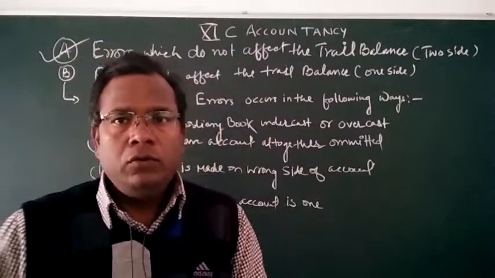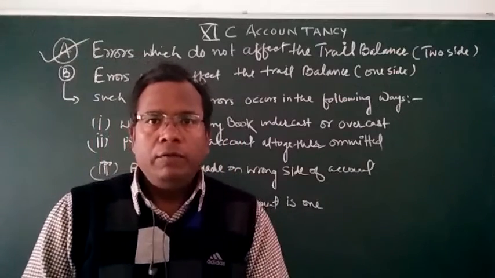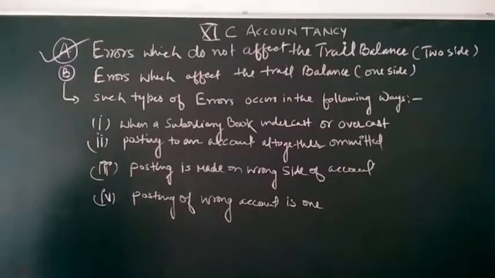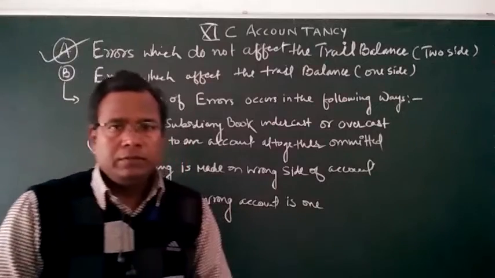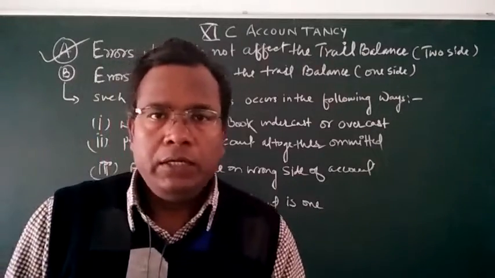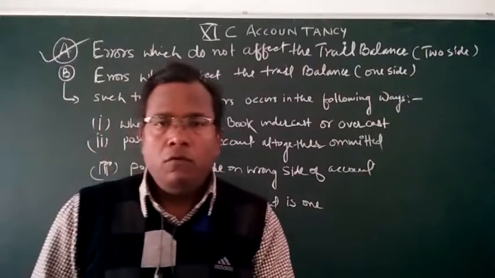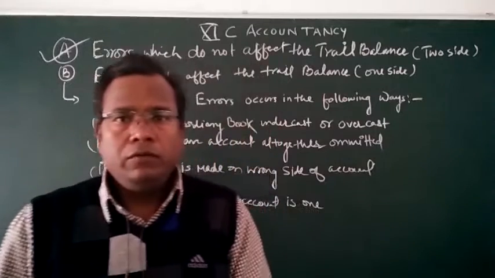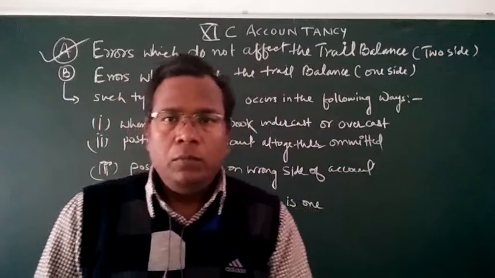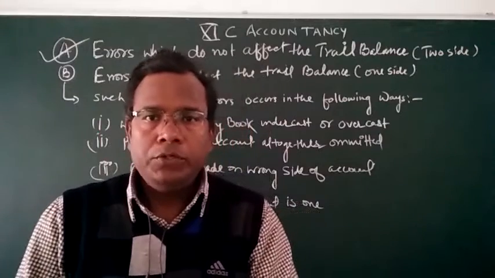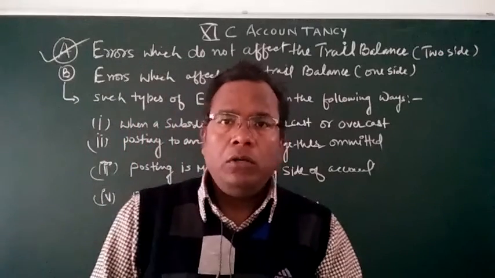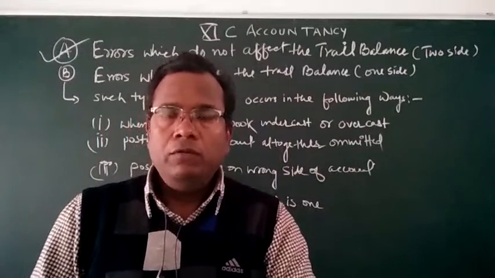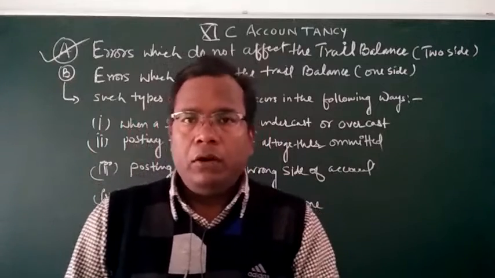From today we will solve problems based on one-sided errors, which we can say are the errors which affect the trial balance. Errors which affect the trial balance are called one-sided errors. One-sided errors mean that in one account, or in one position of the debit or the credit, you have entered the amount in the right position, but only on one side, whether in the debit side or the credit side.